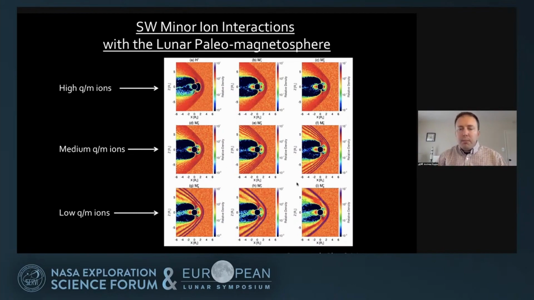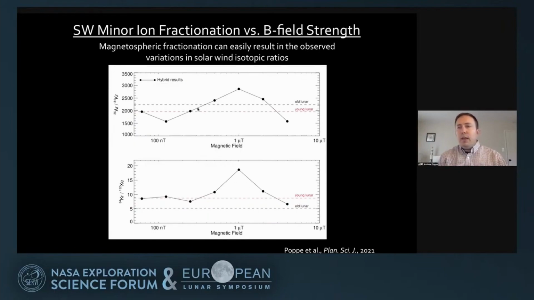So from all of these simulations, we have a huge library. We essentially computed the relative flux of different isotopes down to the lunar surface. And that's what's shown here. We show a comparison of the argon to krypton ratios, the krypton to xenon ratios, and the solid black dots are essentially what we pulled out from the model as a function of magnetic field strength. And the dashed lines are comparing, going back to that first Wheeler et al. paper, the old lunar ratio and the young lunar ratio. So there's a little bit of isotopic deviation between these.